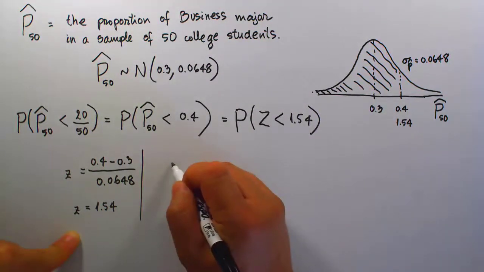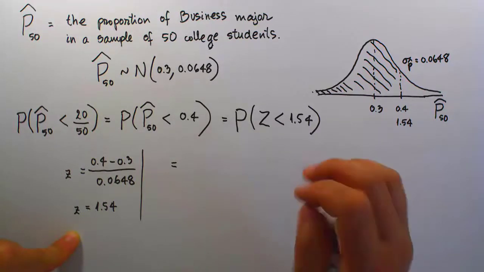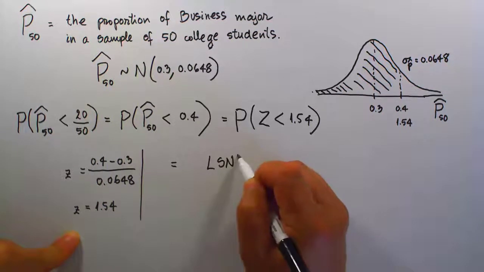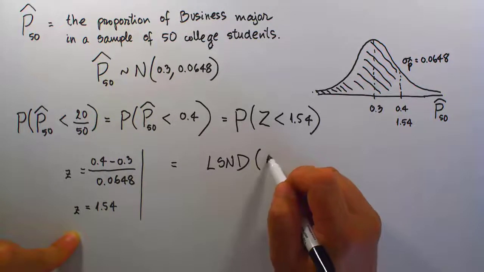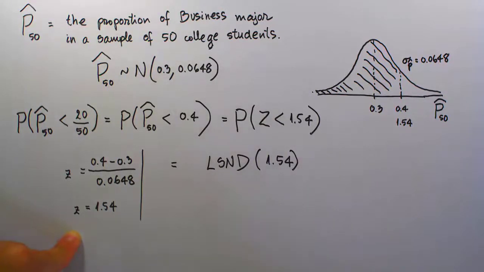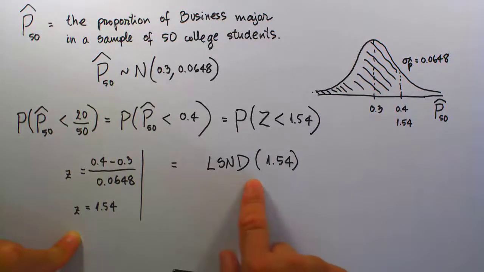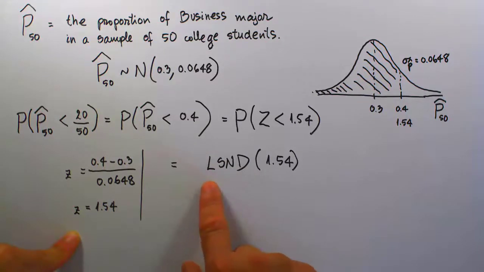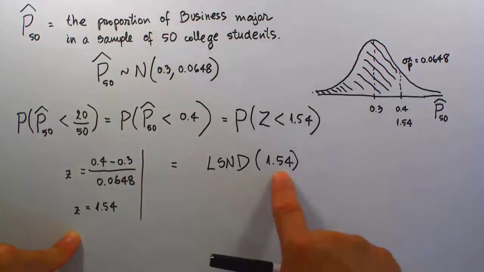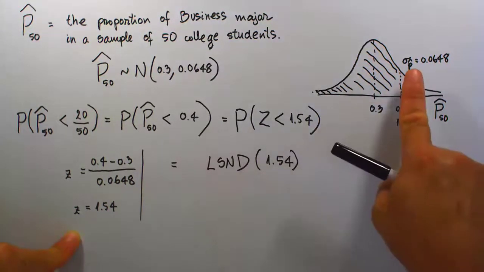And so finding the answer to this is simply a matter of running the LS&D program and providing z-score 1.54 when we're asked to. And as I said again, this LS&D program is only my own program. I distributed it for free to my students, but there are tons of web resources out there that have the same functionality. The idea of this program is to find how much area is shaded to the left of a designated z-score on the standard normal distribution.